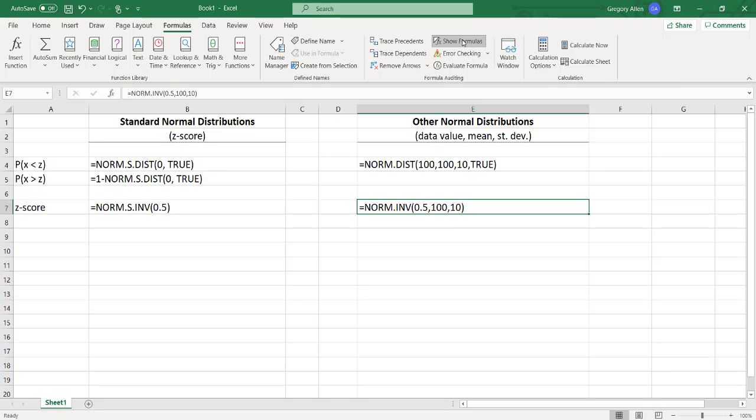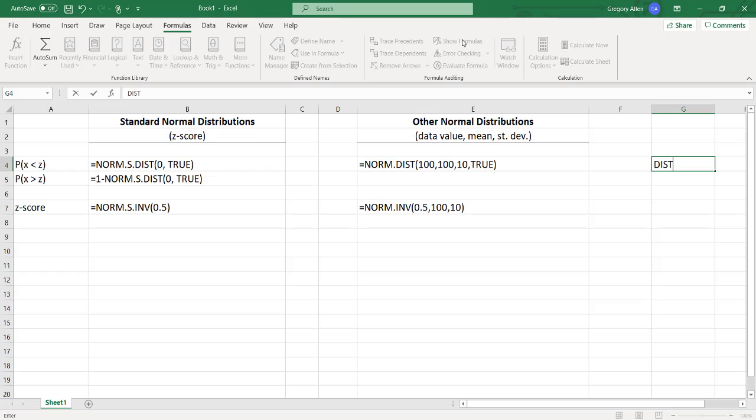So just across the board, to summarize here, DIST is always going to give you a probability, and INV is always going to give you a something score: t-score, z-score, whatever the distribution is.